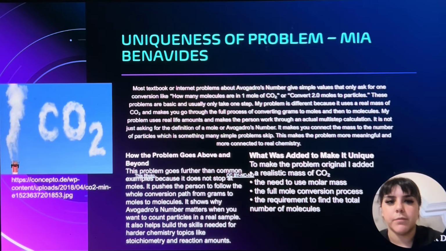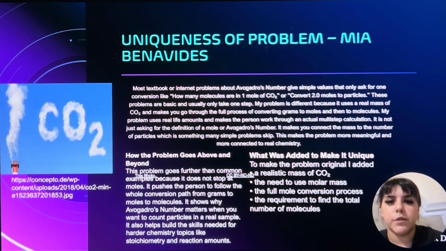Uniqueness of problem. Most Avogadro's number problems only use one step, like turning moles into particles. My problem is different because it starts with the real mass of CO2 and makes you convert grams to moles and then molecules. It uses real amounts and a full multi-step process, which makes it more meaningful.